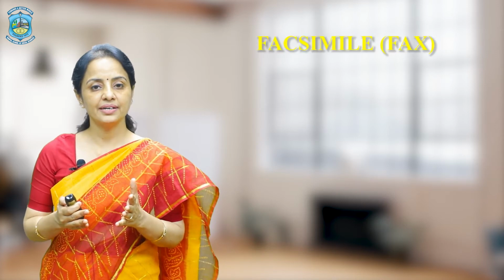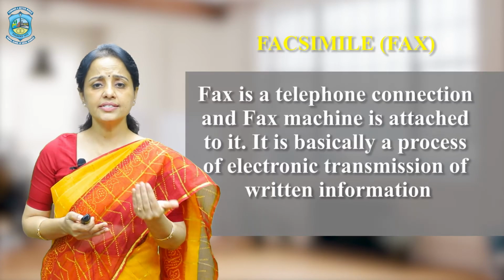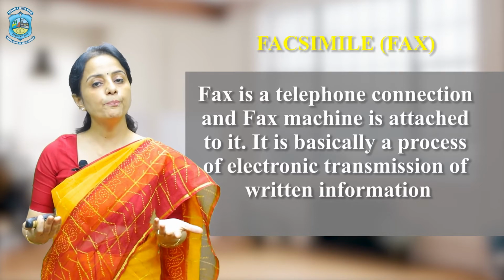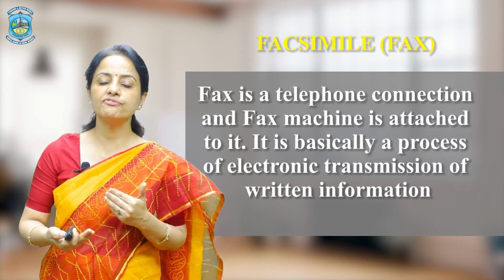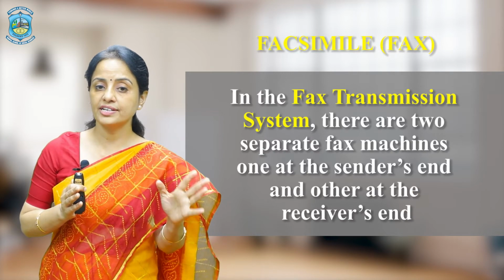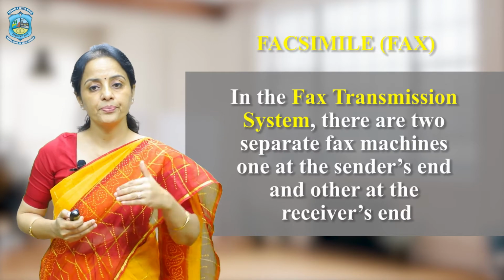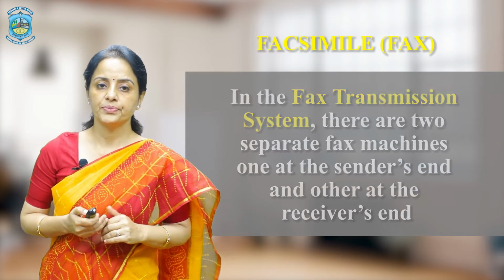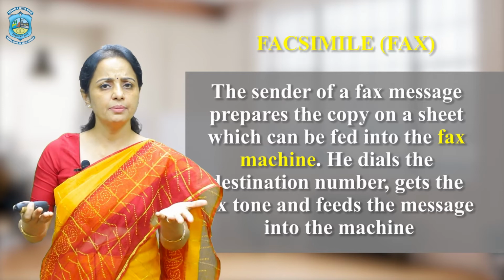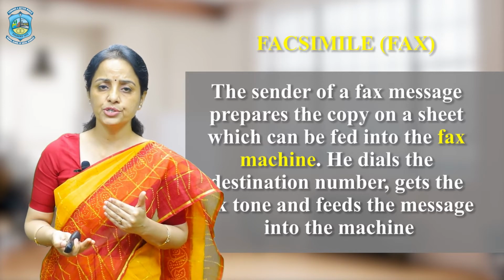Next is facsimile or fax. Fax is a telephone connection and a fax machine is attached to it. It is basically a process of electronic transmission of written information. In the fax transmission system, there are two separate fax machines, one at the sender's end and the other one at the receiver's end. Just as the conventional telephone carries voice, a fax or facsimile machine carries printed messages. The sender of a fax message prepares the copy on a sheet, generally maybe an A4 size, which can be fed into the fax machine.